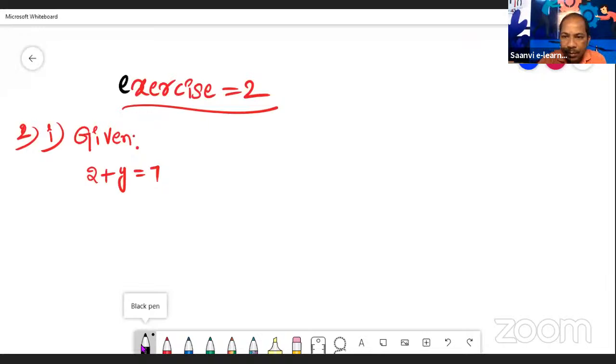2 extra is there now. Okay, here 2 extra is there. So if there is no 2, directly we can say y is equal to 7. But here 2 extra is there. So this 2 we have to send this side.